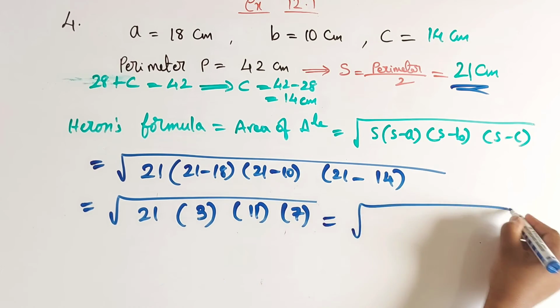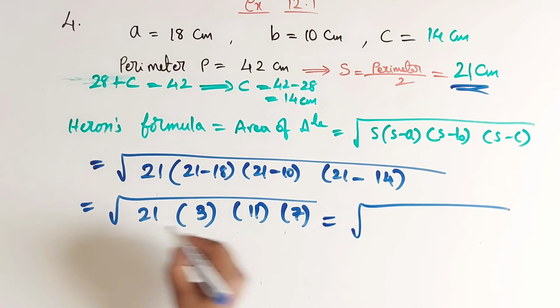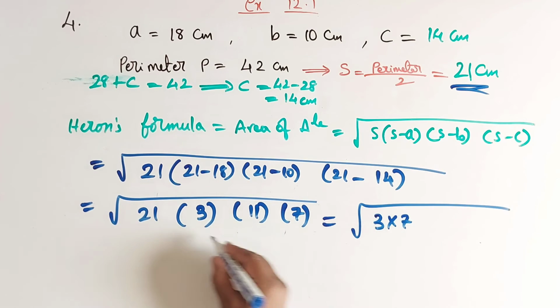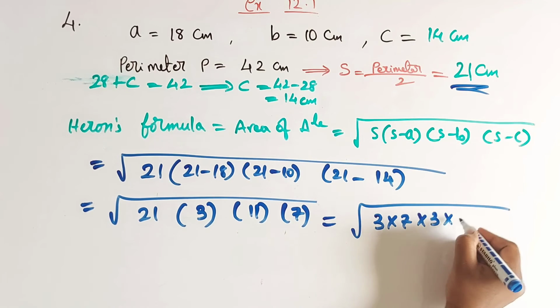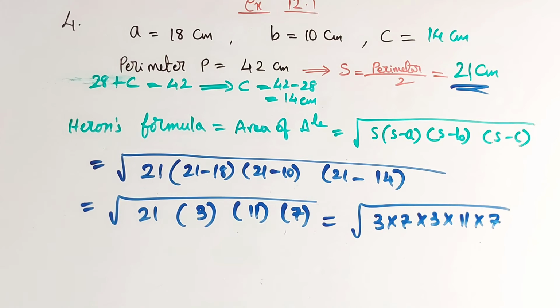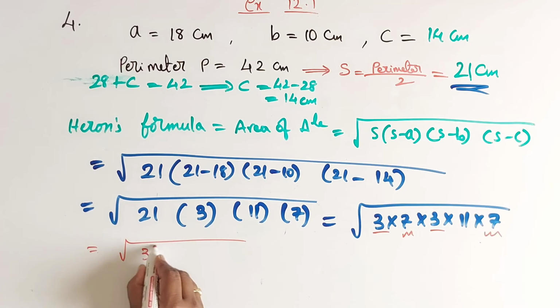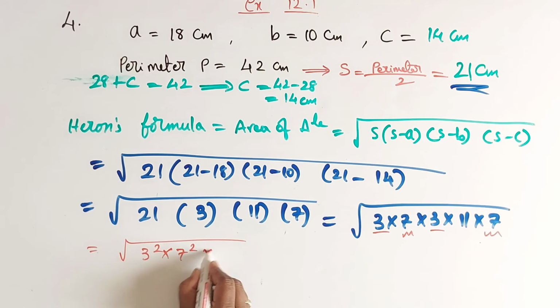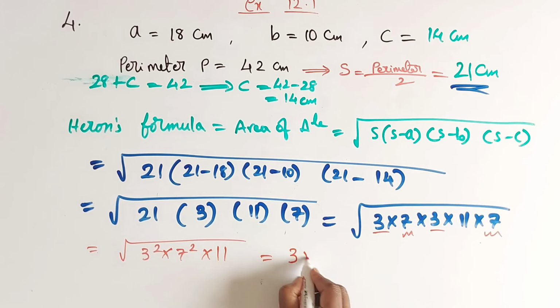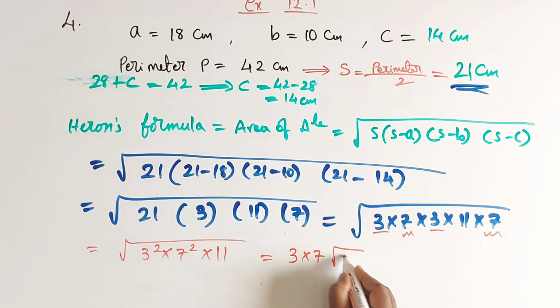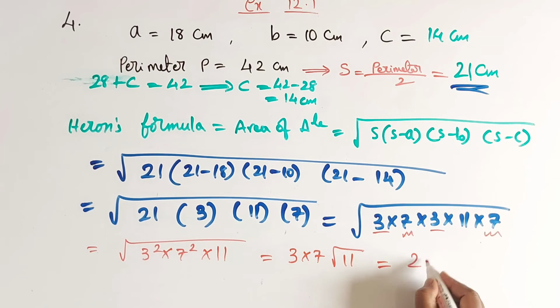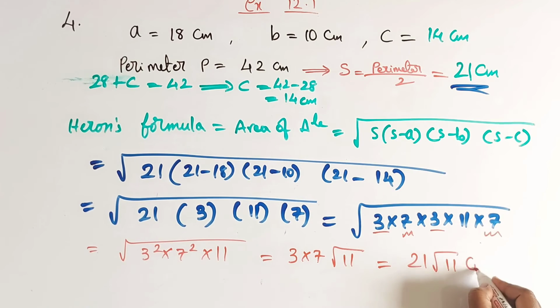This is equal to root of, I am writing 21 as 3 into 7. Again 3 is there and 11 is there and 7 is there. From here we can write that root of 3 square into 7 square into 11. Here 3 square and 7 square, square and square root will get cancelled. Write 3 and 7 outside and root 11 is here. That means 21 root 11 centimeter square is the area of the triangle.